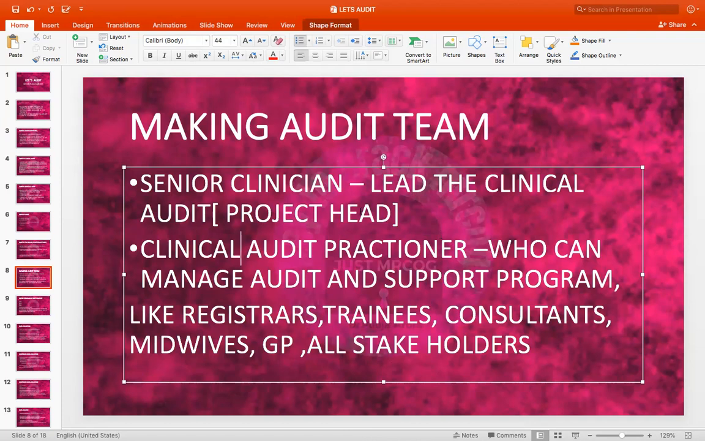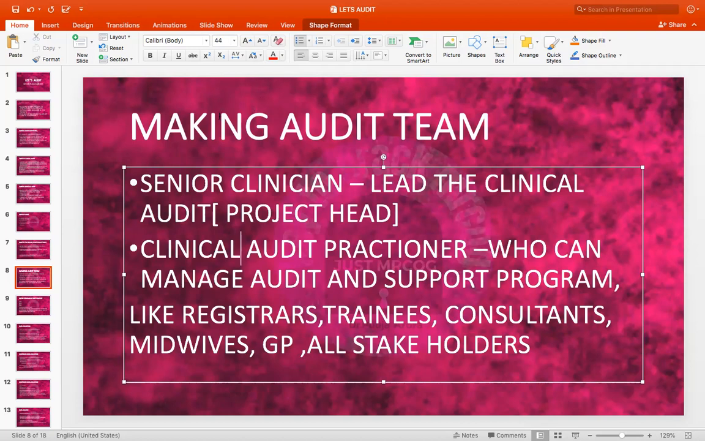So making the audit team, you are supposed to say only these two lines for almost all kinds of audit team formation. A senior clinician who is going to be project head and who will lead the clinical audit. Number two, clinical audit practitioner means a senior clinician's subordinate who can manage audit and who can support the program. So you have to learn two lines: who can manage audit and who can support the program. Like registrars, trainees, consultants, midwives, GP, in a nutshell, all stakeholders.